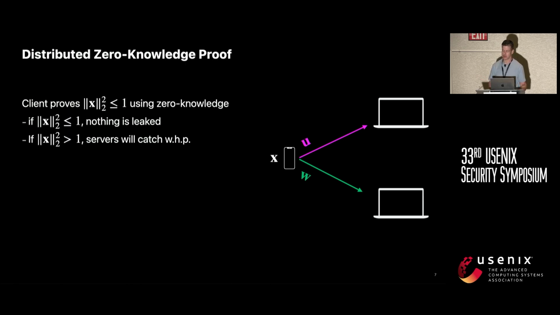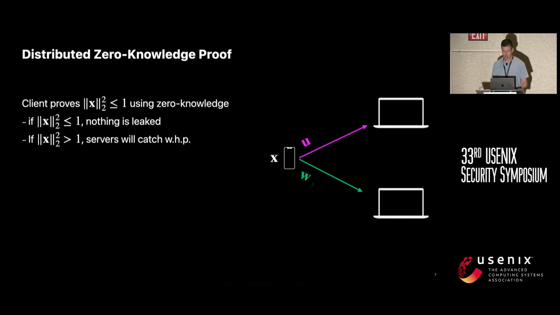So what we want is what's known today as a distributed zero-knowledge proof. A protocol where the client can prove that the sum of squares of its vector's entries is small, in such a way that if the sum of squares is small and the client honestly follows the protocol, nothing or almost nothing is revealed. Whereas if the client is lying, if the sum of squares is larger by any amount than the bound that we allow, the servers will catch this with high probability and simply throw away that contribution.